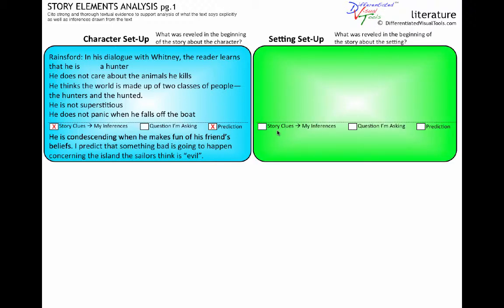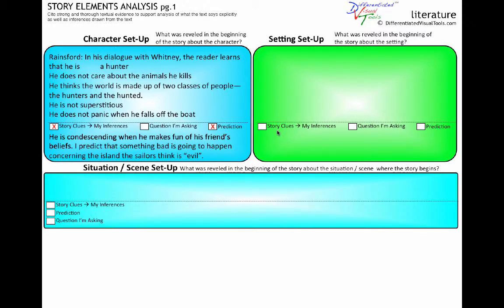We're also going to look at the setting setup. In other words, again, we're looking for explicit information provided by the author about the setting. And then we'll also be using those clues to form an inference or pose a question or a prediction about the setting. And we'll also look at the situation or the scene setup, which of course is similar but somewhat different from the setting. We're dealing more with the situation or the context in which the story is taking place. So what we're looking for here is explicit information that was revealed in the beginning of the story about the situation where the story begins. And again, we'll be forming inferences, predictions, or asking questions about that.